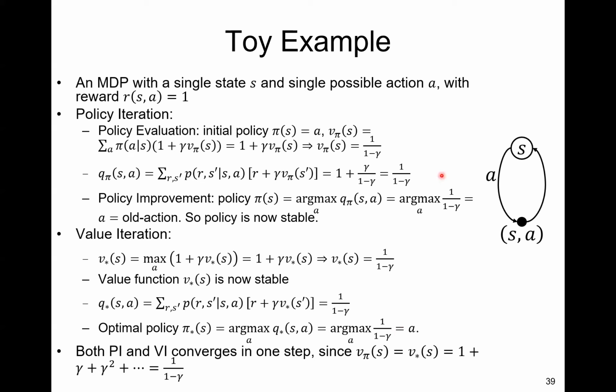So in this very special toy example, both policy iteration and value iteration converge in one step, since V pi and V star are the same. It's 1 over 1 minus gamma, so it's a constant. And so subsequently, the q pi and q star are also constants. So the action is the same, a single available action. It's just a silly small example to show the steps for PI and VI.